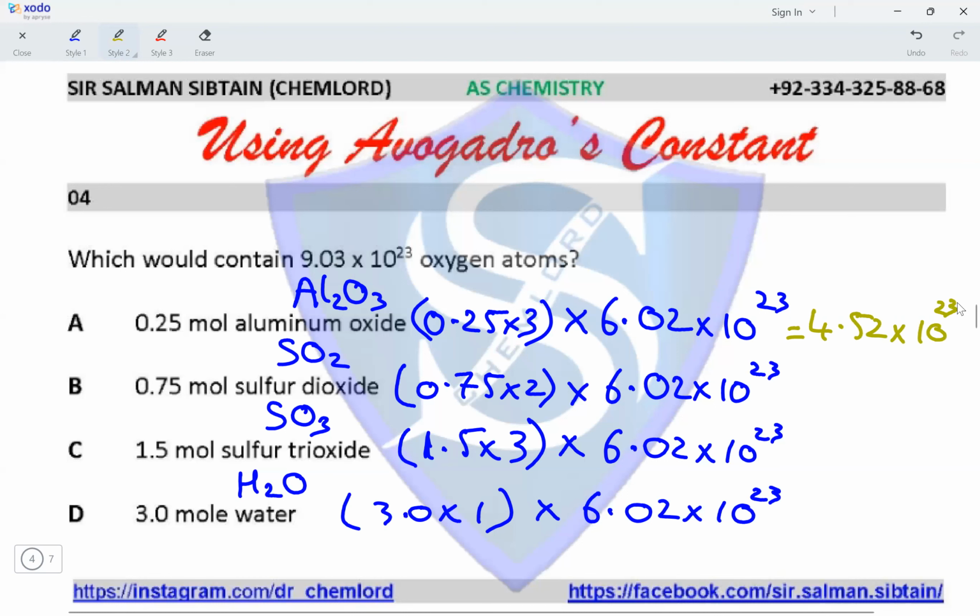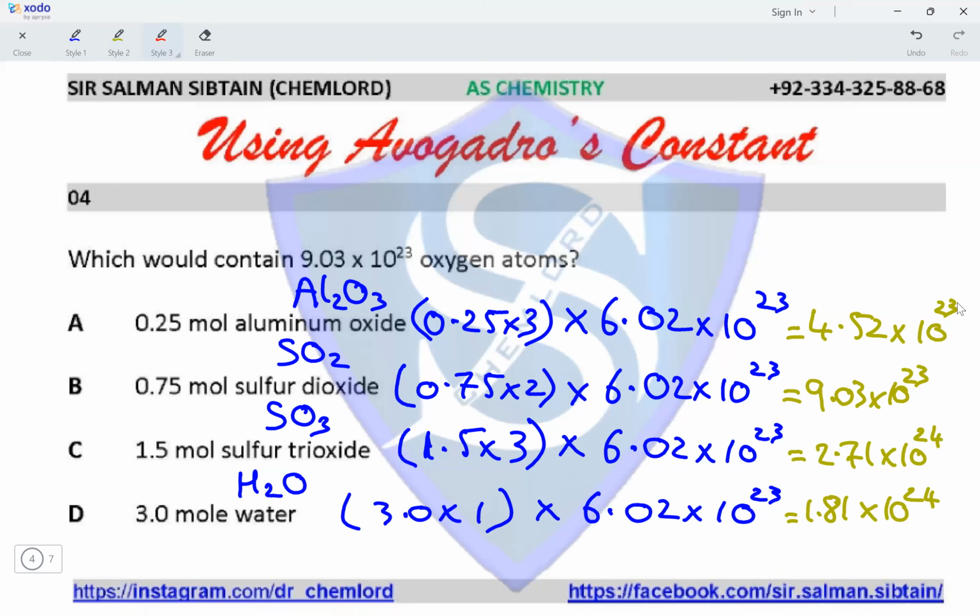For option B, the value is 9.03 into 10 to the power of 23. For option C, the value is 2.71 into 10 to the power of 24. And for option D, it is 1.81 into 10 to the power of 24. So the value that we needed was 9.03 into 10 to the power 23, which we have obtained in option B, making option B the correct option for this question.